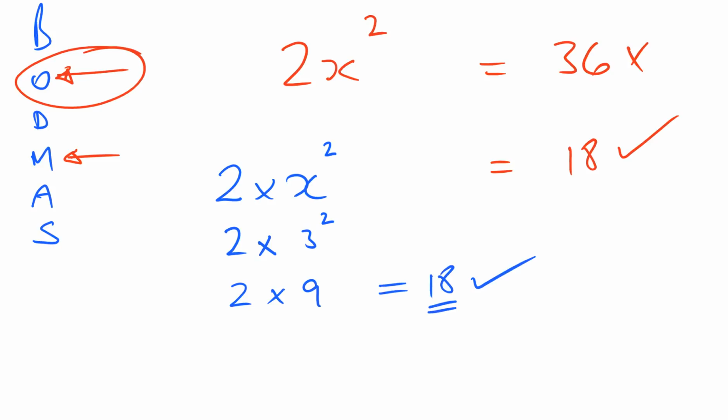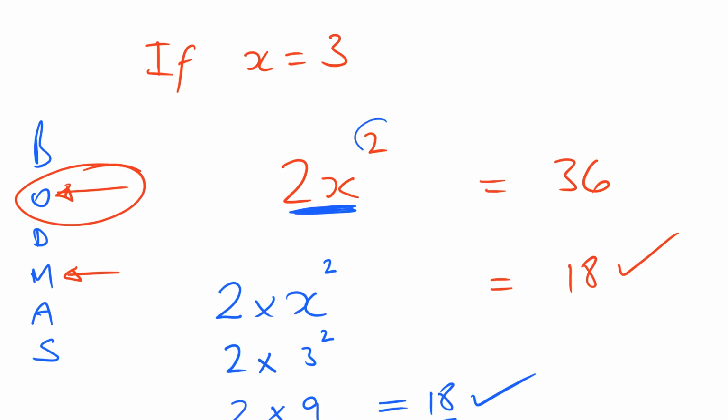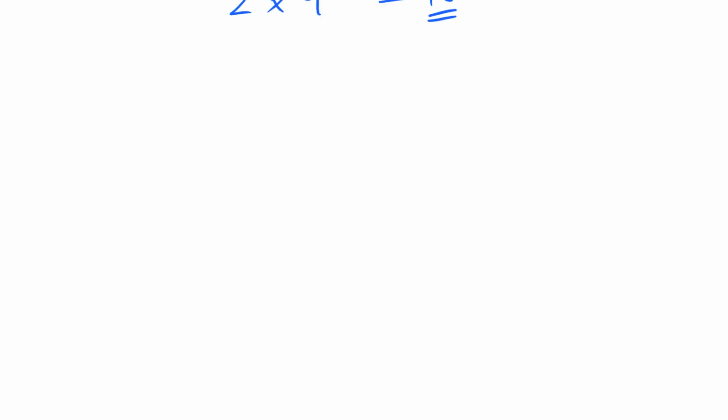Okay. The reason that some people get 36 as an answer is that they do 2x first. 2x would be 2 times 3, which is 6, and then square it does give you 36. But that's the wrong order. Okay, so that would be the wrong answer. All right, so that's just a quick comment on BODMAS that we did last week.